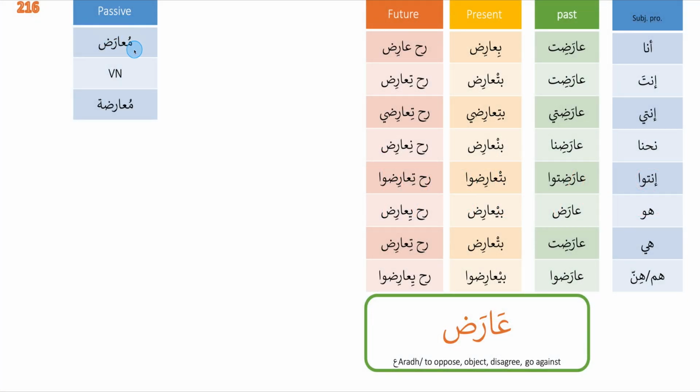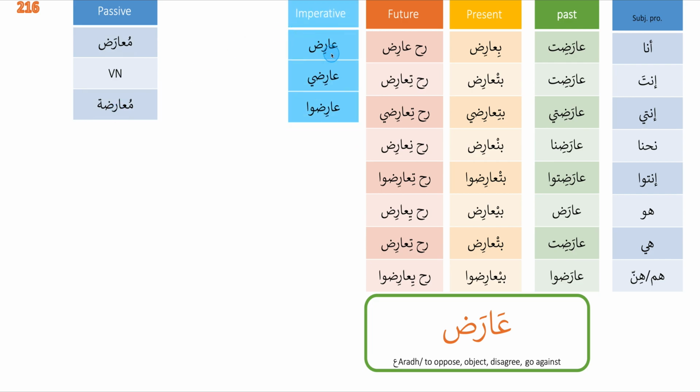The passive voice معارض. The verbal noun معارضة, which means opposition. معارض, which means opposed to or against. So that's the passive voice, which most of the time works as an adjective in the past tense, so it has been opposed to. And the verbal noun is obviously clear from the title. It's a verbal noun, so like opposing or the opposition, it could work as a verb and could work as a noun.